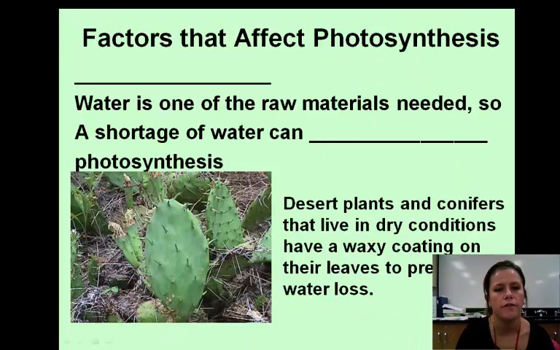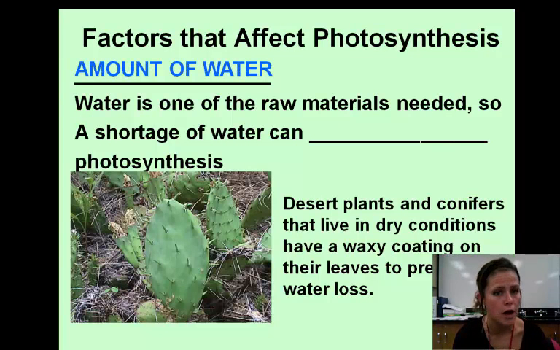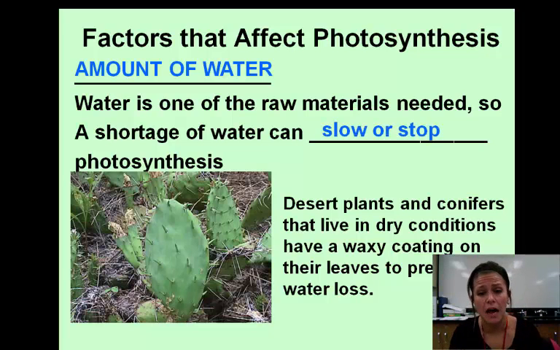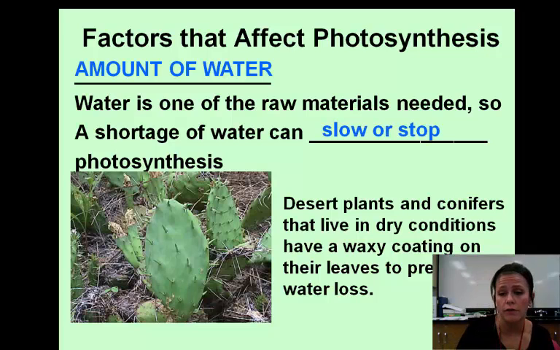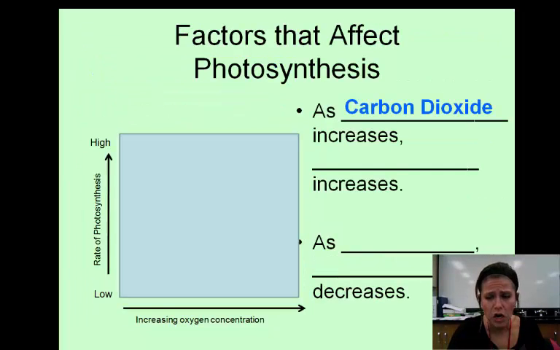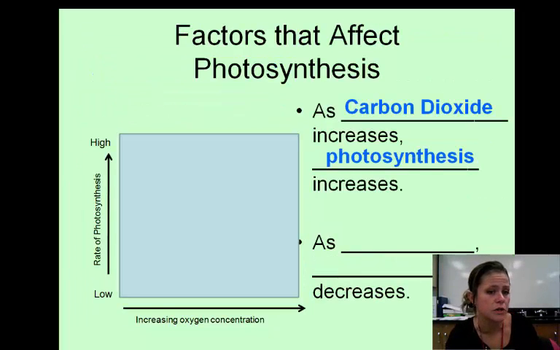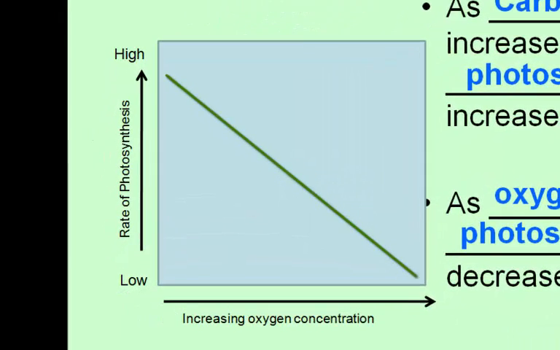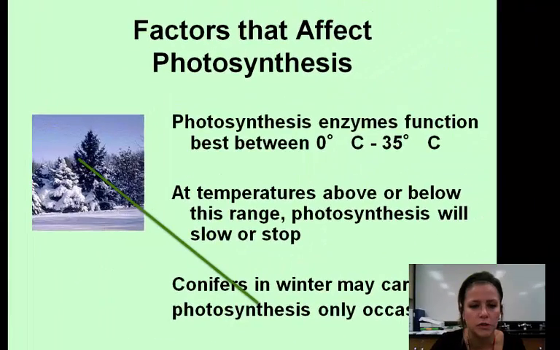Okay, so now we have to talk about the factors that affect photosynthesis. So amount of water obviously affects photosynthesis because it's one of the raw materials that a plant needs. So a shortage of water can slow or stop photosynthesis. There are plants, however, that have modifications to their leaves to help retain water so that during dry conditions, photosynthesis can still occur. As carbon dioxide increases, photosynthesis will increase because, again, it's one of those raw materials. As oxygen increases, photosynthesis will decrease.